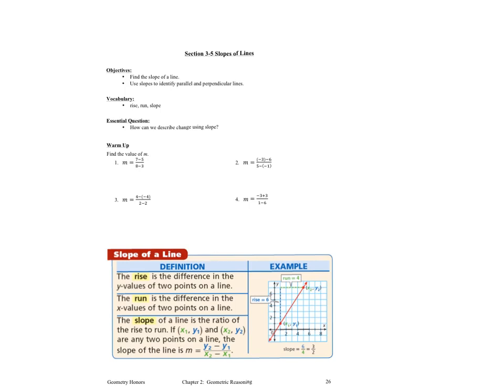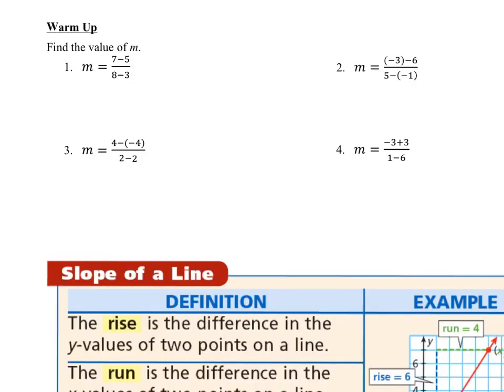This is 3-5, slopes of lines. Try to complete the warm-up and hit play when you're ready to see all of the answers.